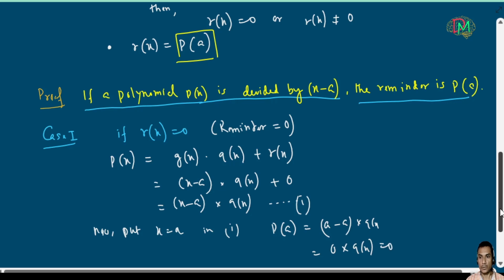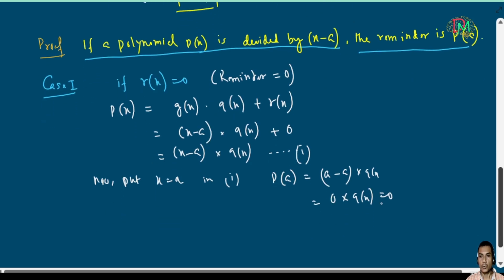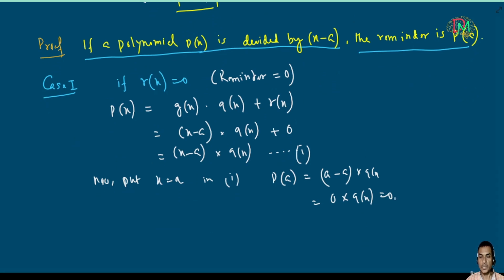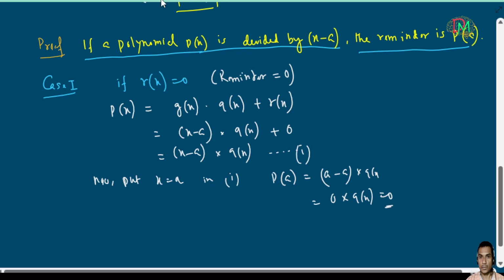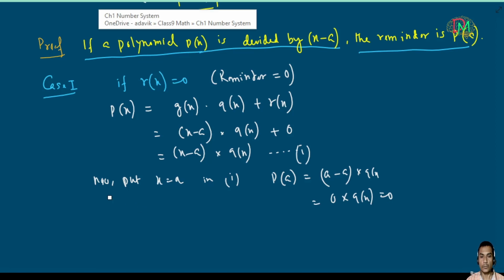is equal to 0. So now 0 means what? 0 itself actually represents the remainder. So 0 is the remainder. So in this case we can say that if the remainder is 0, we get the remainder.